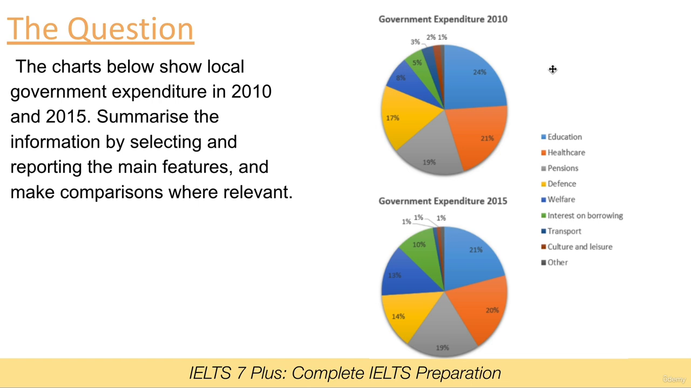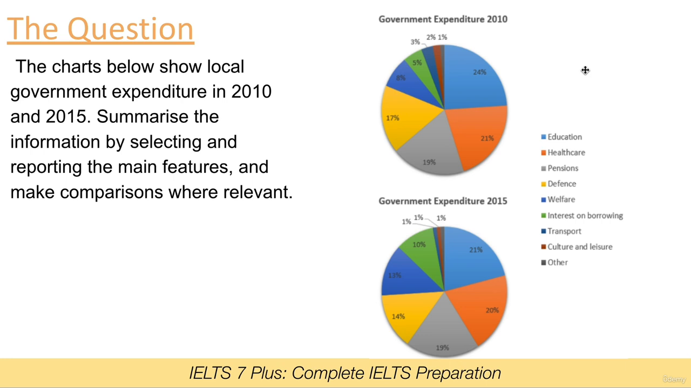Alrighty, initial impressions. What is jumping out at me? Education. This light blue section of the pie is the biggest share in both, actually. We also have healthcare, a big section, and pensions. And those are in fact the first three in the key. So this is going well. Okay. So we can definitely talk about those.